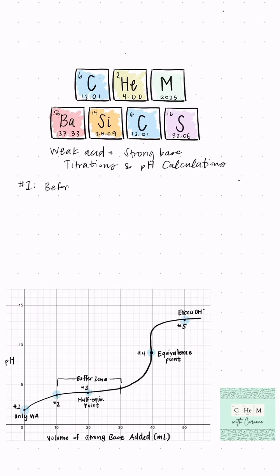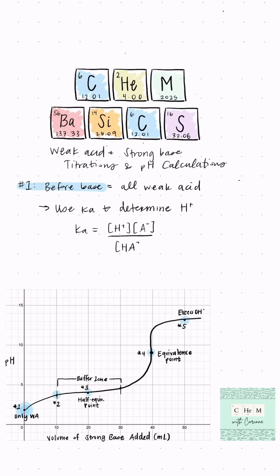So let's start at point 1, where we only have the weak acid in solution. Because it's a weak acid, you can't just look at its concentration, you have to use the Ka value. So given the Ka, you're going to set that equal to the concentration of H plus times conjugate base divided by the concentration of the weak acid. So it's essentially X squared over that weak acid concentration. Solve for X, that gives you the H plus. You plug that back in, you have your pH.